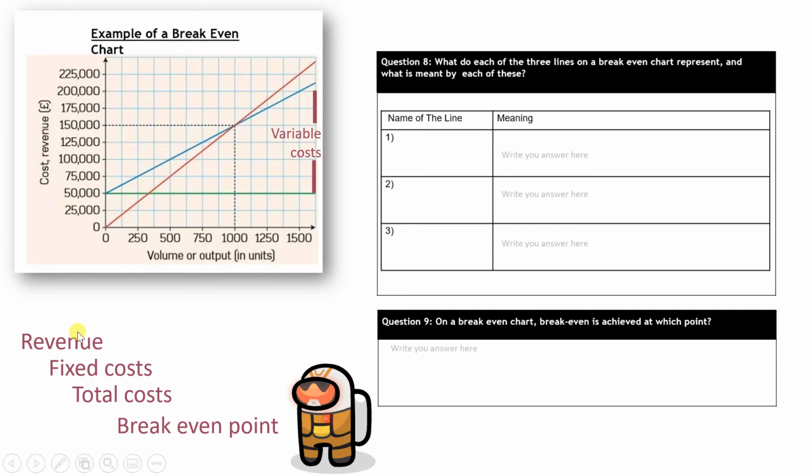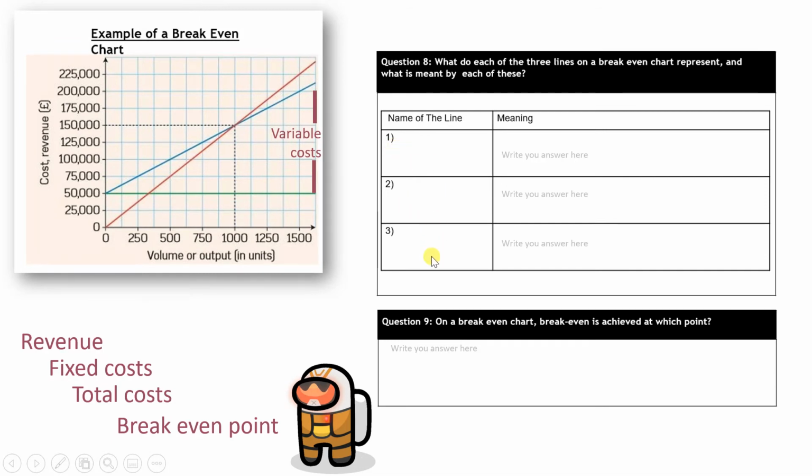Question 8 and 9 are all about the break-even chart on the left. We need to get a bit more scientific. There we go, we've got an alien thing in a hazmat. There's science for you. Question 8. What do each of the three lines on a break-even chart represent? That is the green line, the red line, not the one where I've written variable cost, it's the long red line, and the blue line. You need to name each of the lines in the left-hand box on question 8.